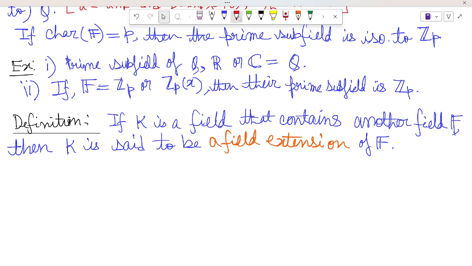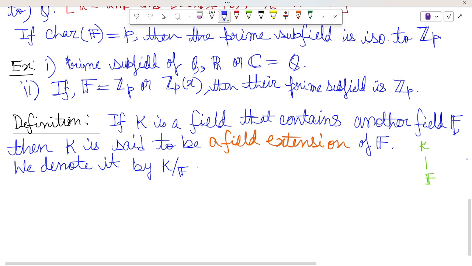That means, if that is written in this notation, K is there, F is there. So it is a small field and a large field. That is the same thing as subset and superset. It is subfield and superfield. So the superfield is called the field extension, and it is denoted by K over F. Okay.